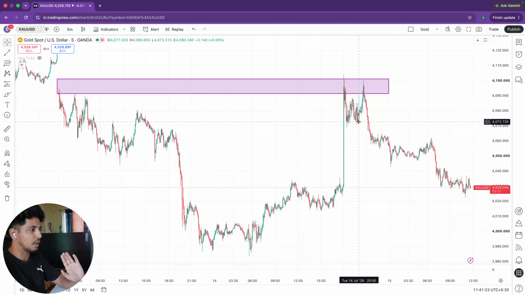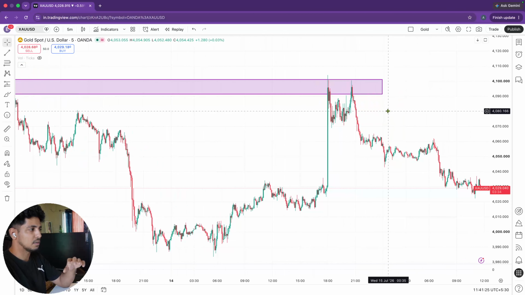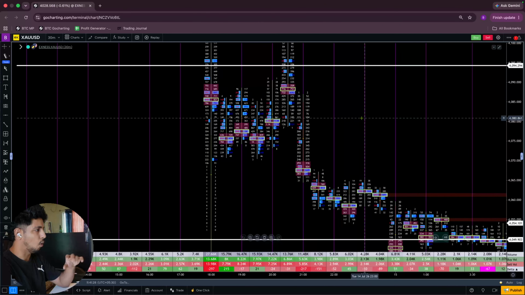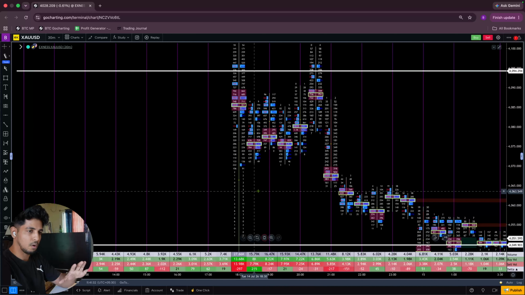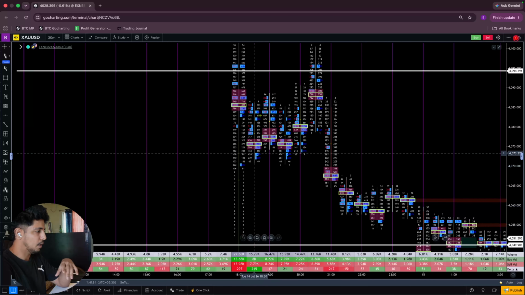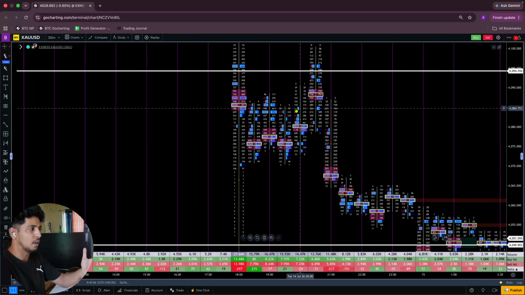So if we take a look at the rejection, if we take a look at the order flow, we are seeing quite good orders. You can see, right? I know most of you are not equipped with order flow. Here we can see the orders are quite high. So who are these participants? These participants are basically the responsive sellers.